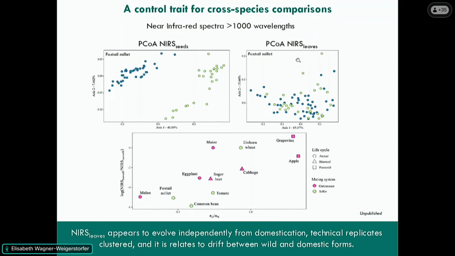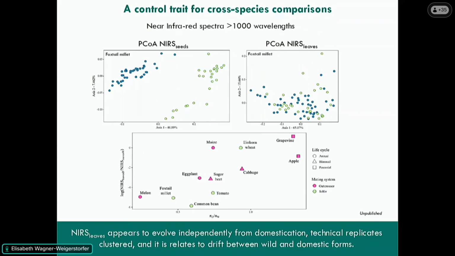So this is clearly not a good control trait because it's directly related to domestication. However, if you measure NIRS on leaves, which we don't usually think of as being directly targeted by domestication, you see that the difference completely disappears. So you can no longer tell the wild from the domestic compartments. So we thought this NIRS measured on leaves could be a really good control trait.